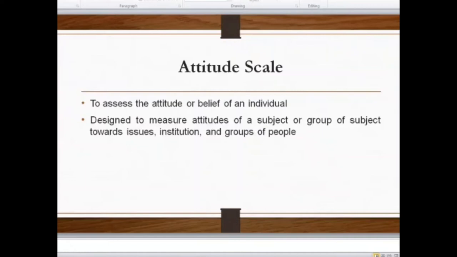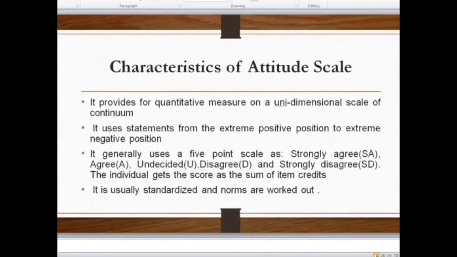In short, we can say an attitude scale is a tool prepared for the purpose of measuring people's attitude towards an issue, an institution, or a group of people.